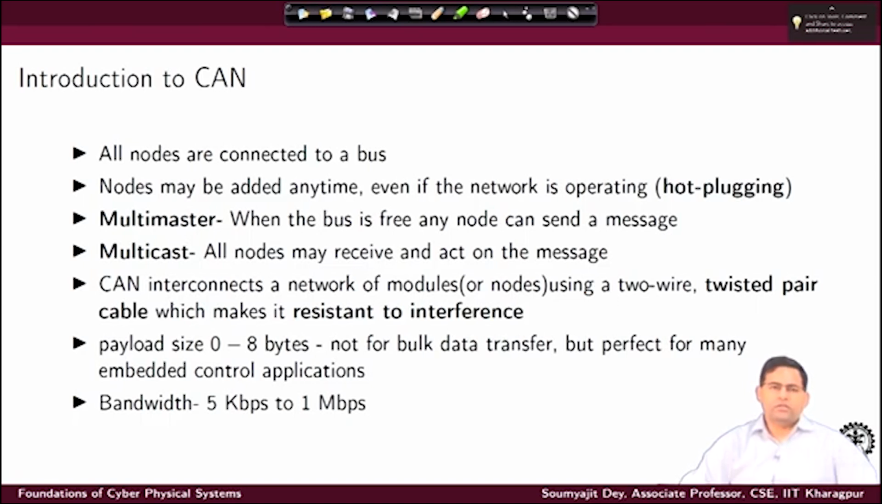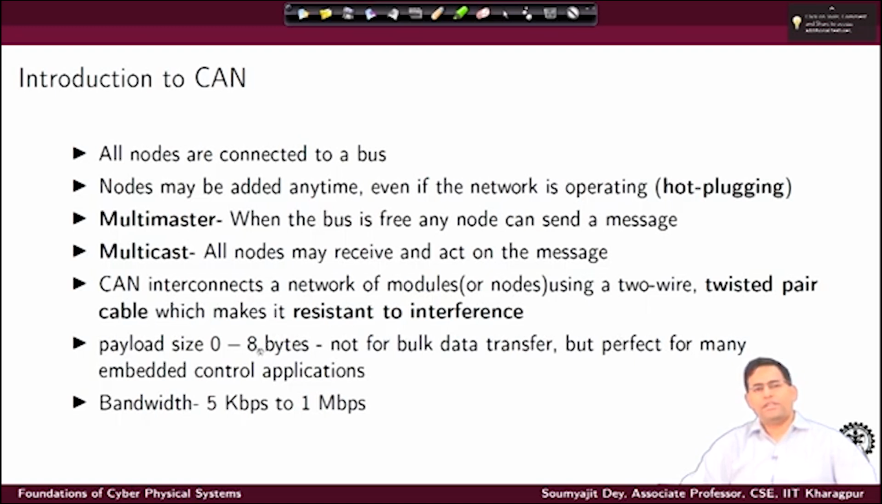And the other thing is, it's also multicast. That means all nodes may receive or act on a message. Whatever some node is sending, everybody can actually see. It can actually read also, right? Now, the way a CAN network is designed is very simple. Basically, it's a twisted pair cable. Since it's a twisted pair wire, that also makes it resistant to electromagnetic interference. Typical payload size, that means the actual data that is used, is a very small packet. It's 0 to 8 bytes of data.